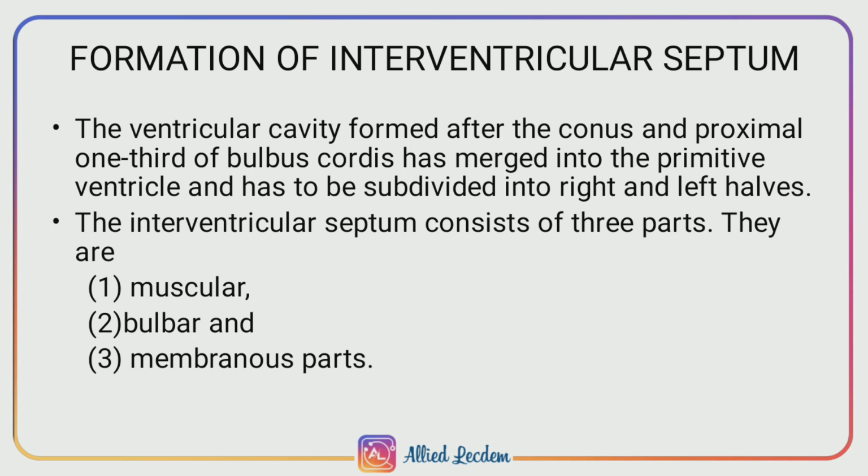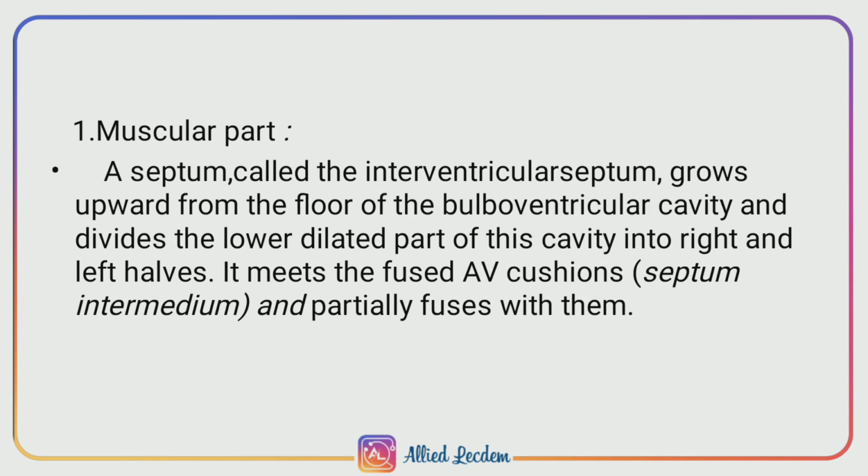Formation of the interventricular septum. The ventricle cavity formed after the conus and proximal one-third of the bulbus cordis has merged into the primitive ventricle has to be subdivided into right and left halves in such a way that each half communicates with the corresponding atrium. The subdivision takes place by formation of the interventricular septum. They are the muscular part, bulbar part and the membranous part.